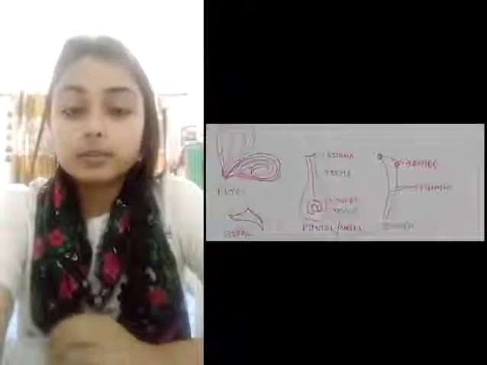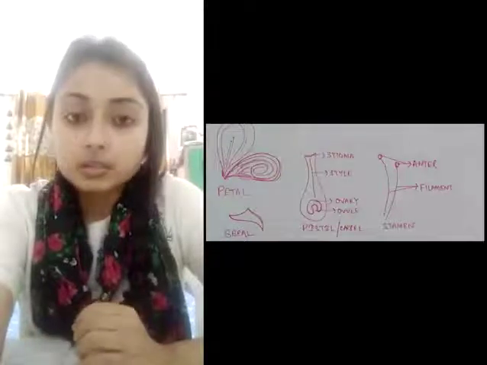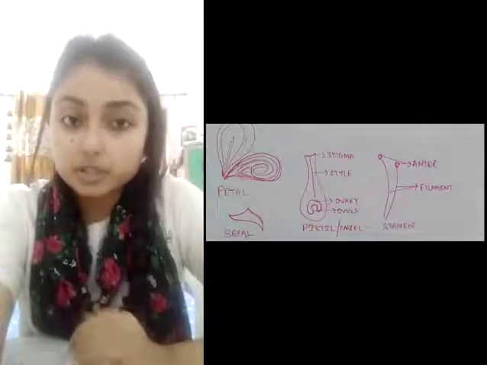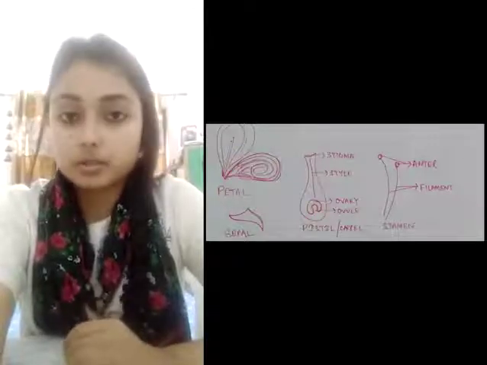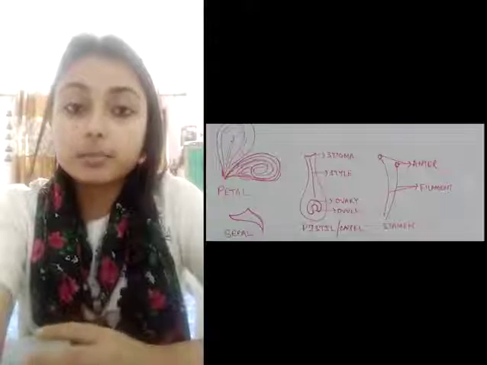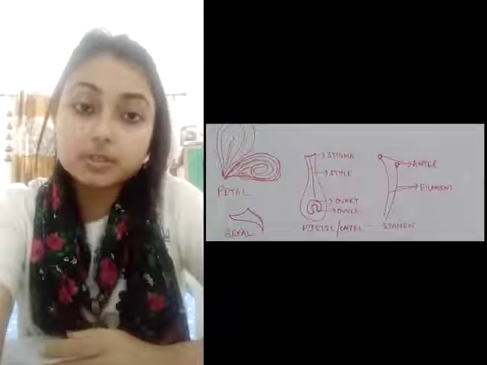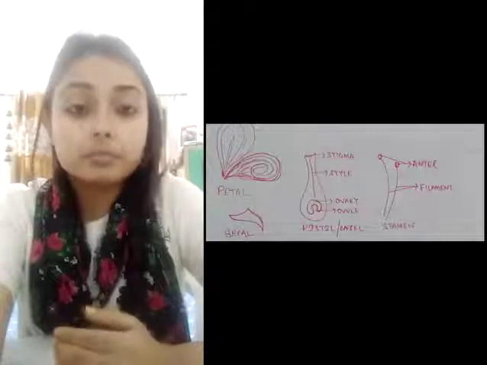gamopetalous. Okay, now we will break the word and understand its meaning. Gamopetalous. You break the word. The first word is gamo. Gamo means united to form a bell-shaped structure. So when the petals are united, they are basically forming a bell-shaped structure. That is why we refer to it as gamopetalous.